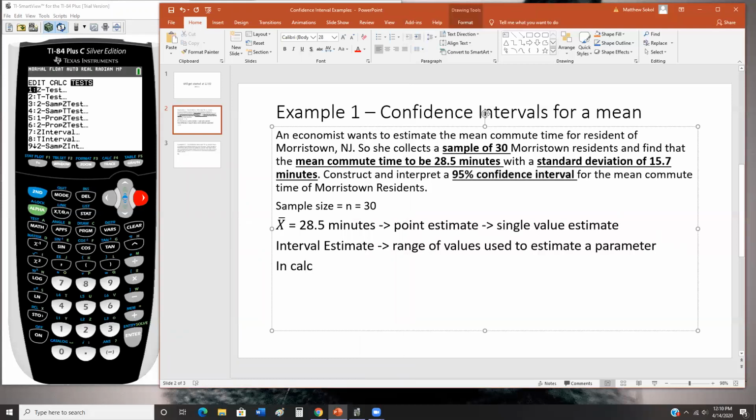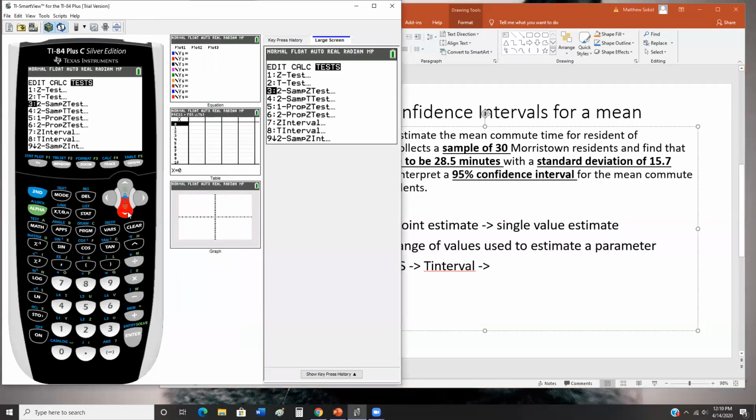So in the calculator, we pressed the stat button. We went over to tests. We want this thing always called T interval. Always, always, always. You're gonna scroll down to T interval, hit enter, and you're gonna see two options here.